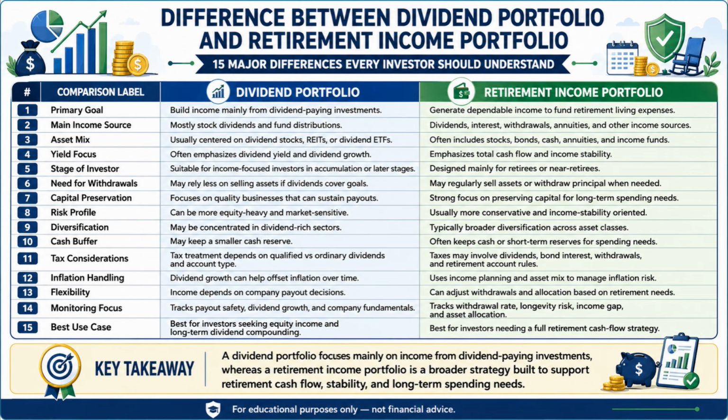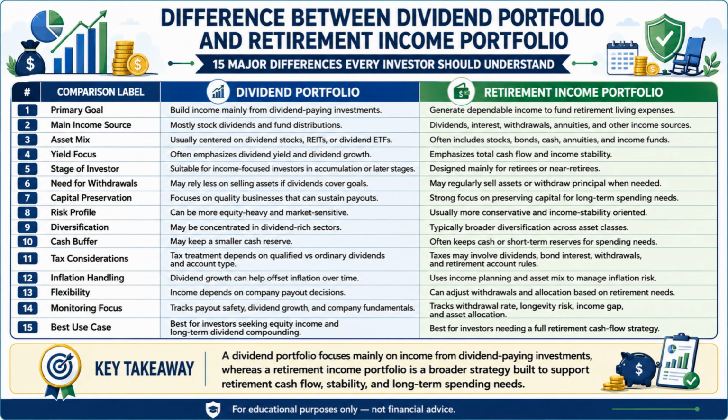Number 4. A dividend portfolio often emphasizes dividend yield and dividend growth, whereas a retirement income portfolio focuses more on total cash flow and income stability. Number 5. A dividend portfolio can suit income-focused investors in the accumulation stage or later stages, whereas a retirement income portfolio is mainly designed for retirees or near-retirees.